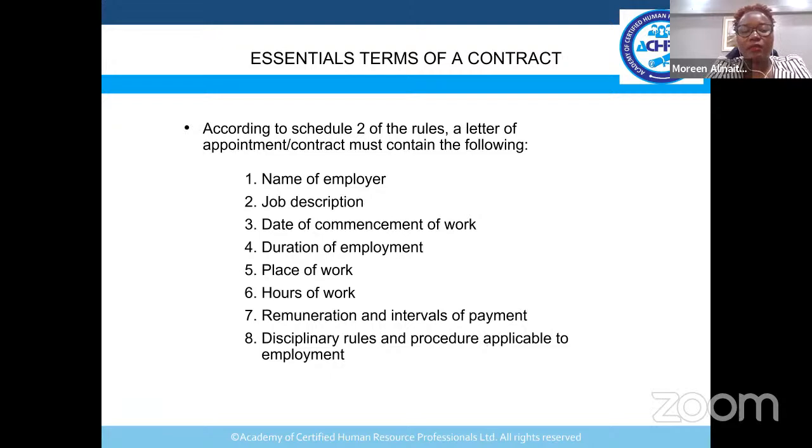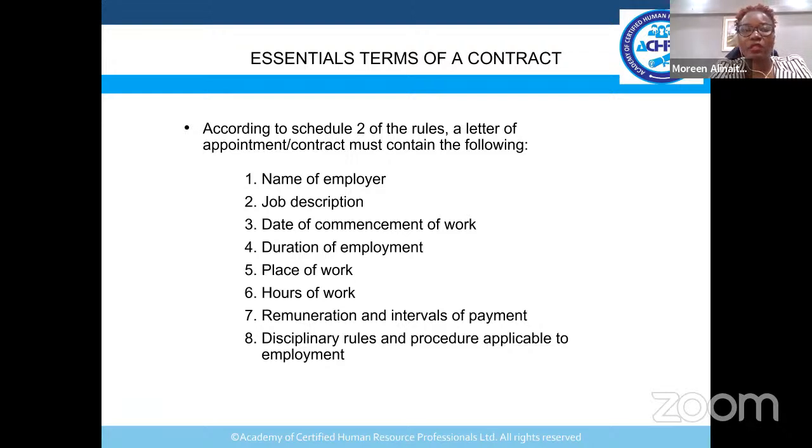The contract must also provide for remuneration and the intervals of payment. For example, if a person is paid a daily rate, it must specifically say that the person will be paid a daily rate of 500 shillings. Let's say that's just an example, 500 shillings, and the same will be paid after 2 weeks or after a month. So at the end of the month, somebody is able to know, if I've not been paid by the end of the month, that means that the employer is owing me a particular amount, right?